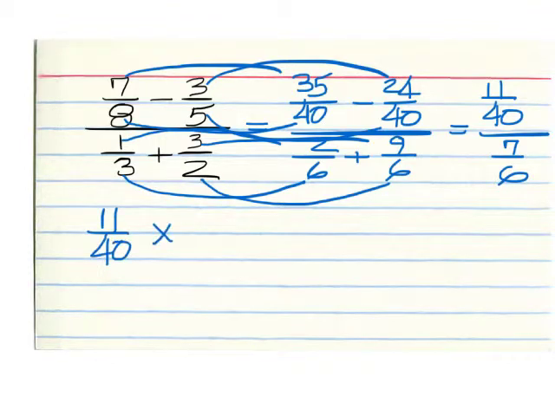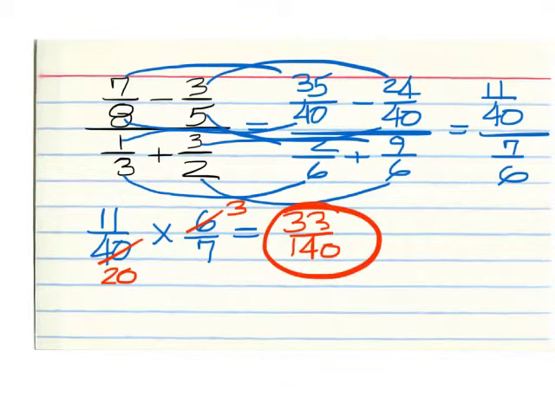You're going to now multiply 11 over 40 by not 7 over 6, but 6 over 7. Now if you do that, you're going to get 66 over 280. It would be easier if you reduced first. You can cross-reduce. Cut that in half. Cut this in half. So that would be 33 over 140.